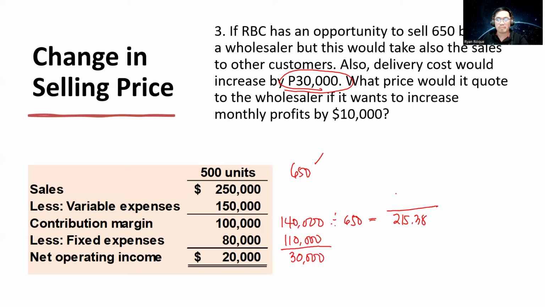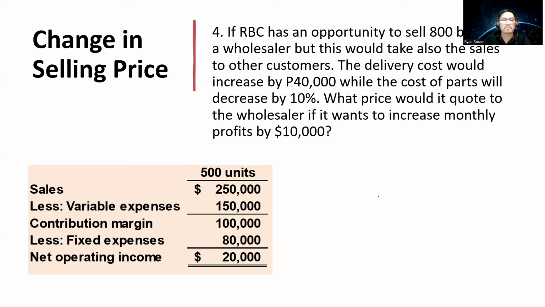So now we will add back the variable cost per unit. So therefore, the selling price that must be charged to this wholesaler that would get all the 650 bikes would be 515.38. So that's the answer. Okay. So let's move to the next one.